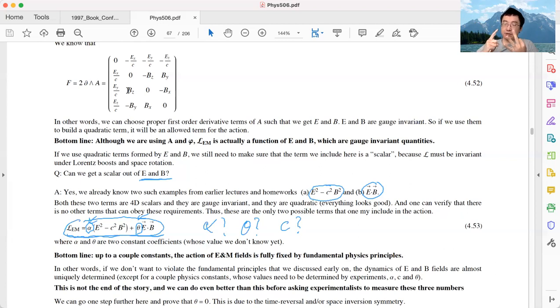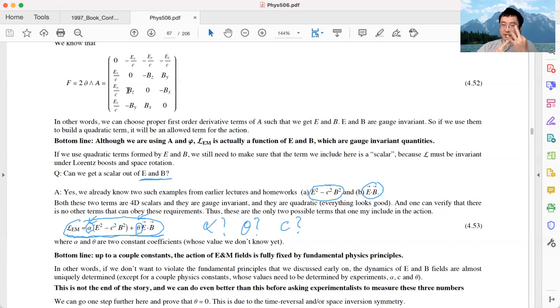Okay. So this is the power of symmetry and this action approach. As long as we know the symmetry, we can almost write down a unique action, a unique theory for our system. And the only thing that symmetry and the theory cannot tell you is the value of some parameters. In this specific case, we have three parameters, alpha, theta, and c.